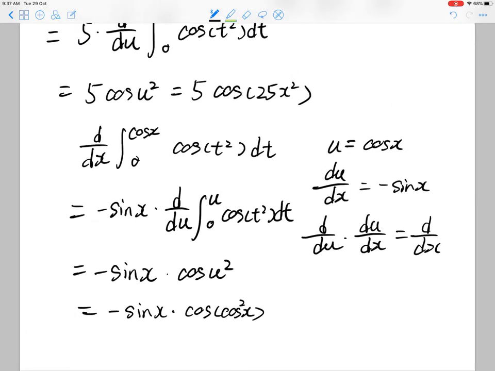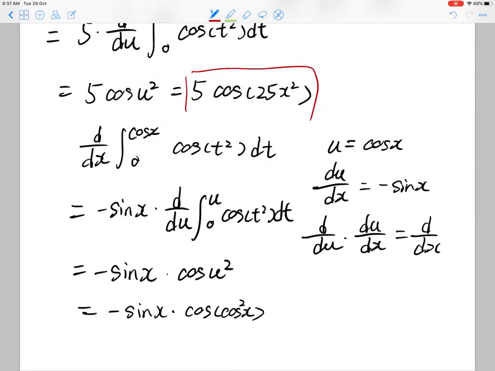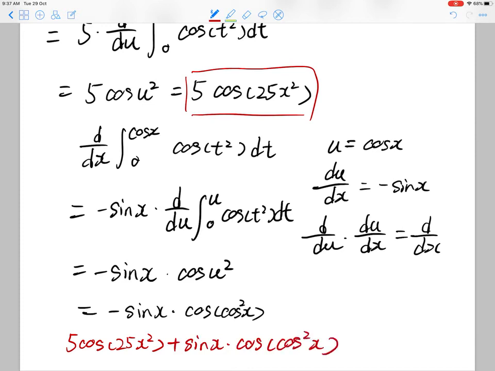Then the final answer is this thing minus this thing. So the final answer is 5 cosine 25x squared, minus this thing, which is plus sine x times cosine of (cosine x) squared. Okay, this is the answer.